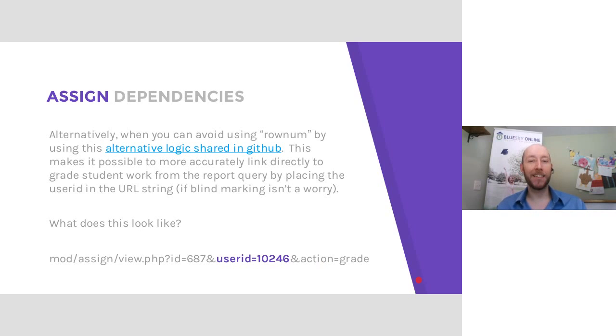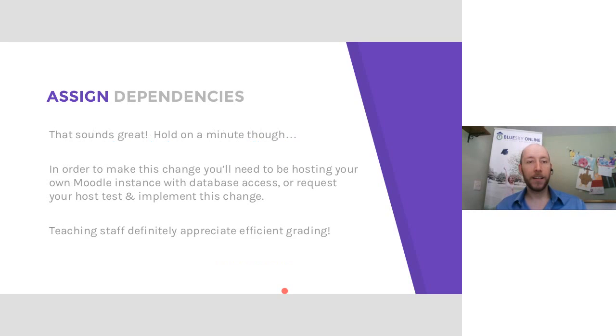I would love to get some more information out there. We could somehow, there's this tie-in to blind marking, so maybe I'll put out a ticket on the Moodle tracker for that. But I know that that's been well discussed before, and logic hasn't moved away from Rownum for a while.